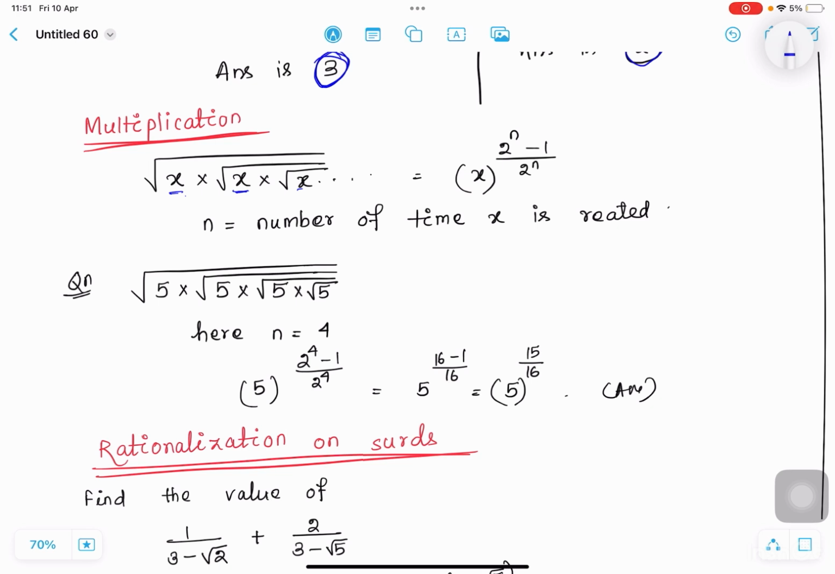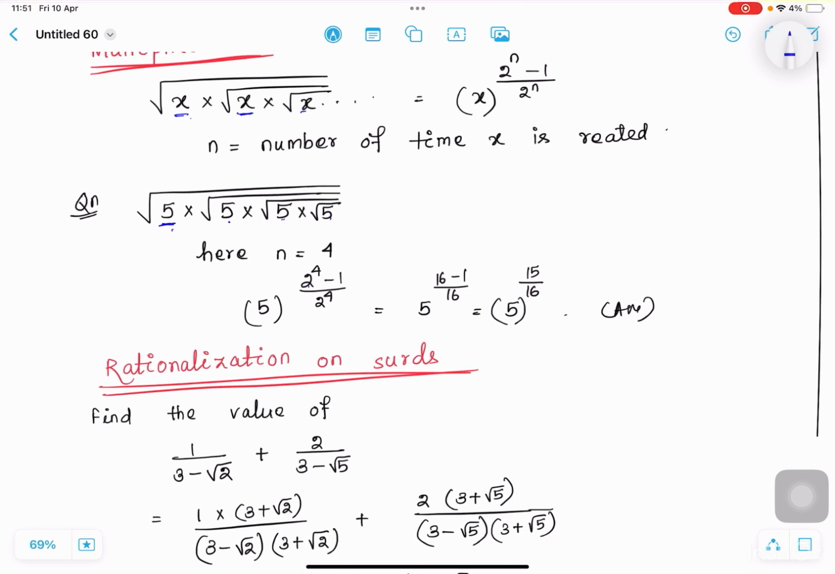See the question, let's say here x is 5. How many times is 5 repeated? 1, 2, 3, 4. So n equals 4, 2 to the power 4 minus 1 by 2 to the power 4. 2 to the power 4 is 16. 2 into 2, 4 into 2, 8 into 2, 16.